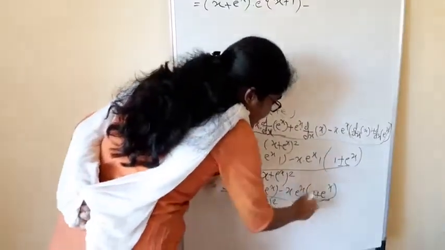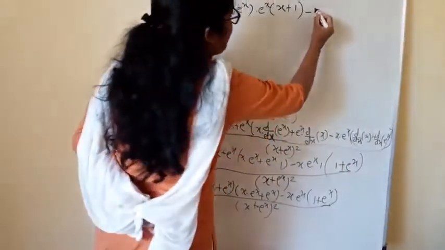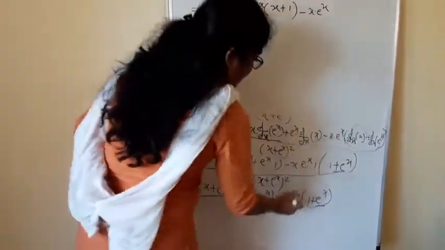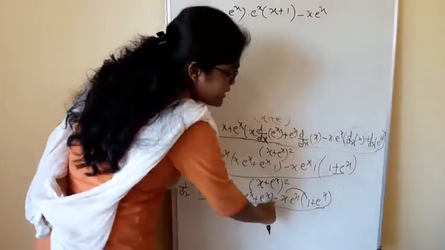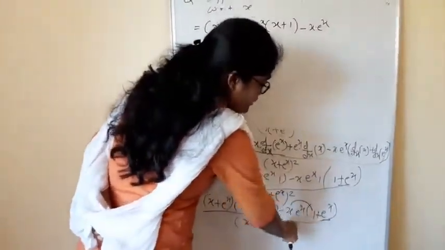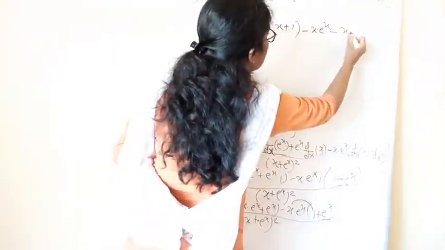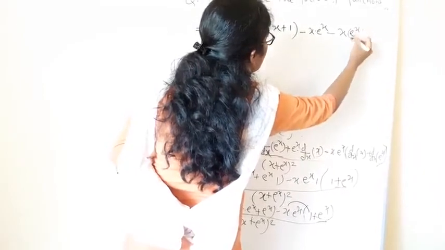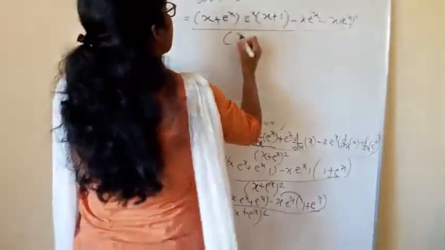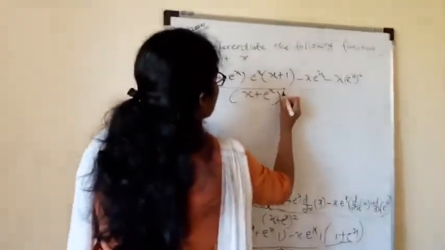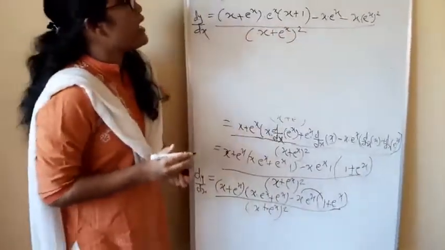Now we will multiply this complete bracket by this function x into e raised to x. X into e raised to x into 1 will be x into e raised to x. Here it is minus sign, so minus into plus will be minus x e raised to x square, divided by x plus e raised to x whole bracket square. This is our final answer. You can keep it as it is.